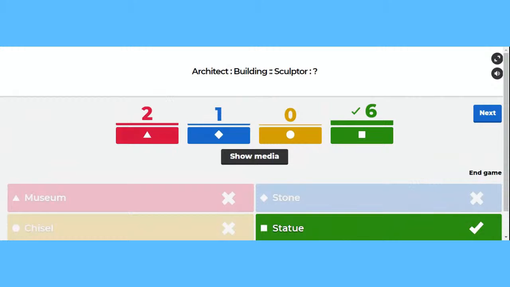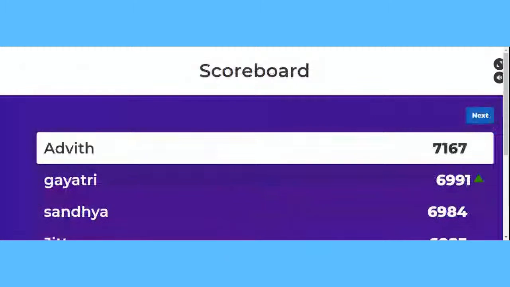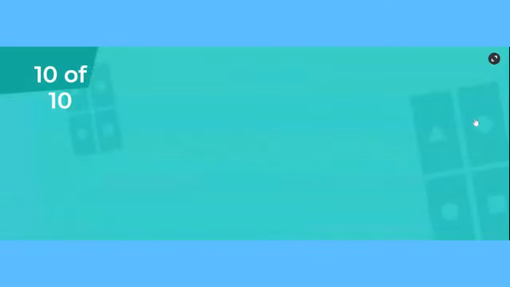I have got 7 answers and from which 6 are correct. Now let's check the scoreboard. Advait is in the first place and Gayatri is in the second and Sandhya has gone to the third position. So now let's move on to the next question.